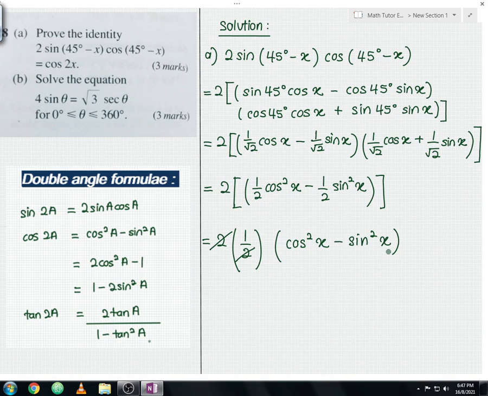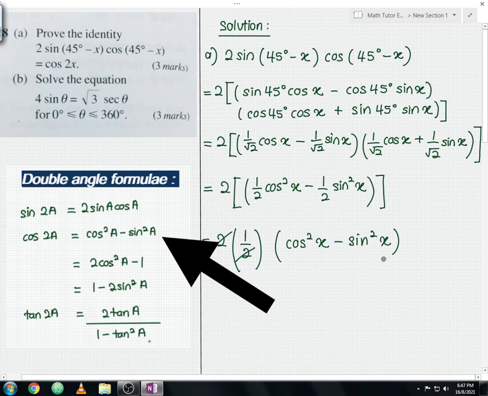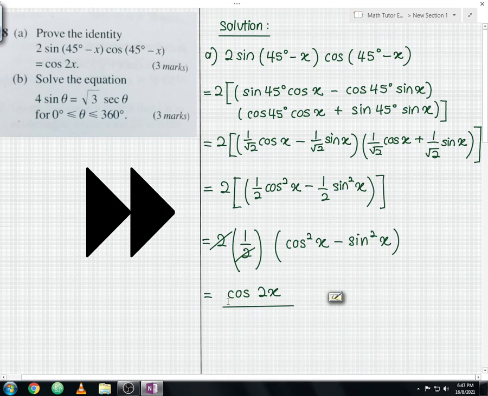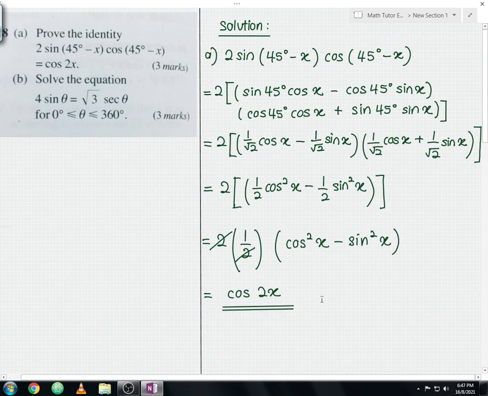If you take a look at the double angle formula, this formula fulfills the expression of cos 2x. So from here you already get the expression of cos 2x. So we have already successfully proved that the left hand side is equals to right hand side. So let me underline the solution for the question part A. So from here, let me proceed our discussion for the question part B now.